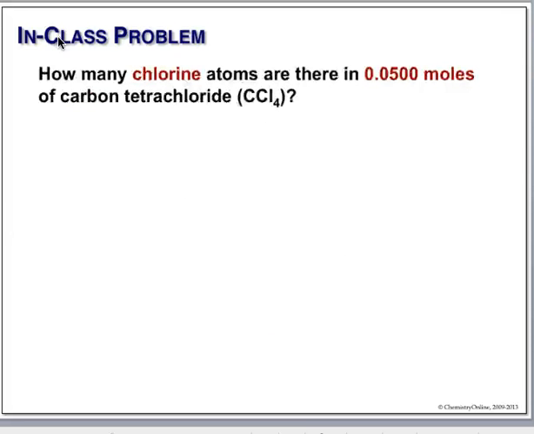All right, say we have 0.05 moles of carbon tetrachloride. How many chlorine atoms are there?